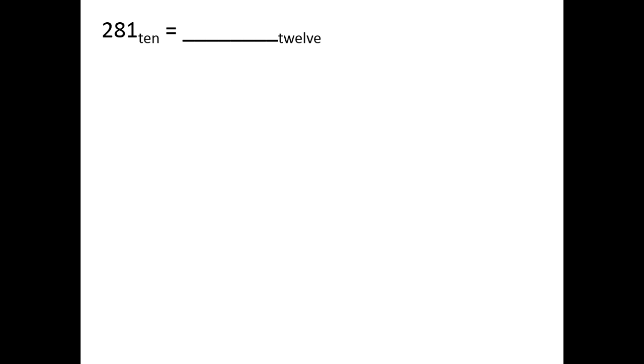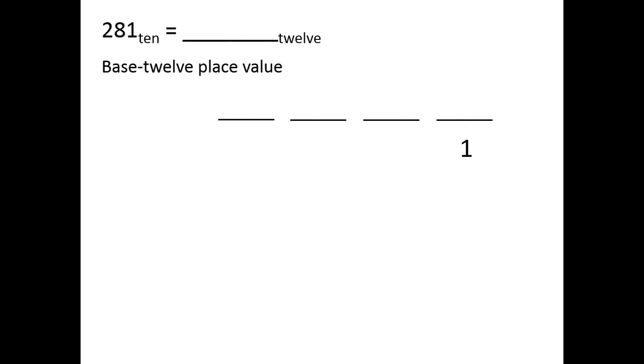And now base 12. So for 281 base 10 to be rewritten as a base 12 number, we need to remember base 12 place value. Remember, place value always starts with 1s furthest to the right, and since it's base 12, we're going to group 12 of those 1s together, group 12 12s together, group 12 144s together. This number that we're trying to write in base 12 is 281. So we don't have enough to group together to make a group of 1,728, but we can certainly find at least one group of 144.